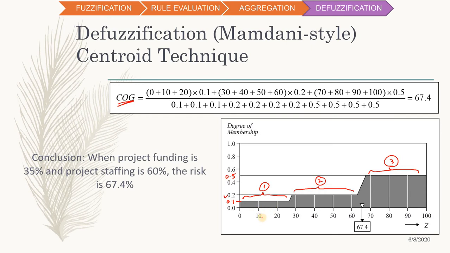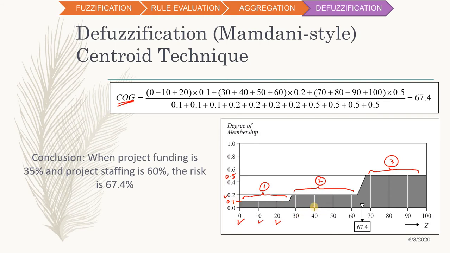So what you have to do is multiply by the universe of discourse here. 10 will times 0.1, 20 will times 0.1. So it will be like this: the sum of 0 plus 10 plus 20 times 0.1. So estimate which points will fall on your universe of discourse that you have drawn. Okay, if you draw it in multiples of 10, you take only multiples of 10 to multiply with 0.1.